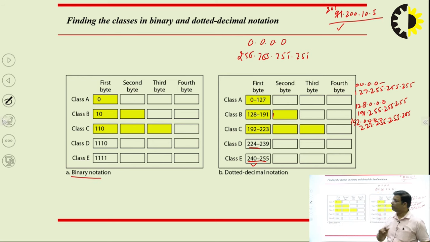And when we talk about binary notation, when we convert the decimal notation into binary notation, if the very first digit is 0, then it belongs to class A. If the first two digits are 10, then it belongs to class B.